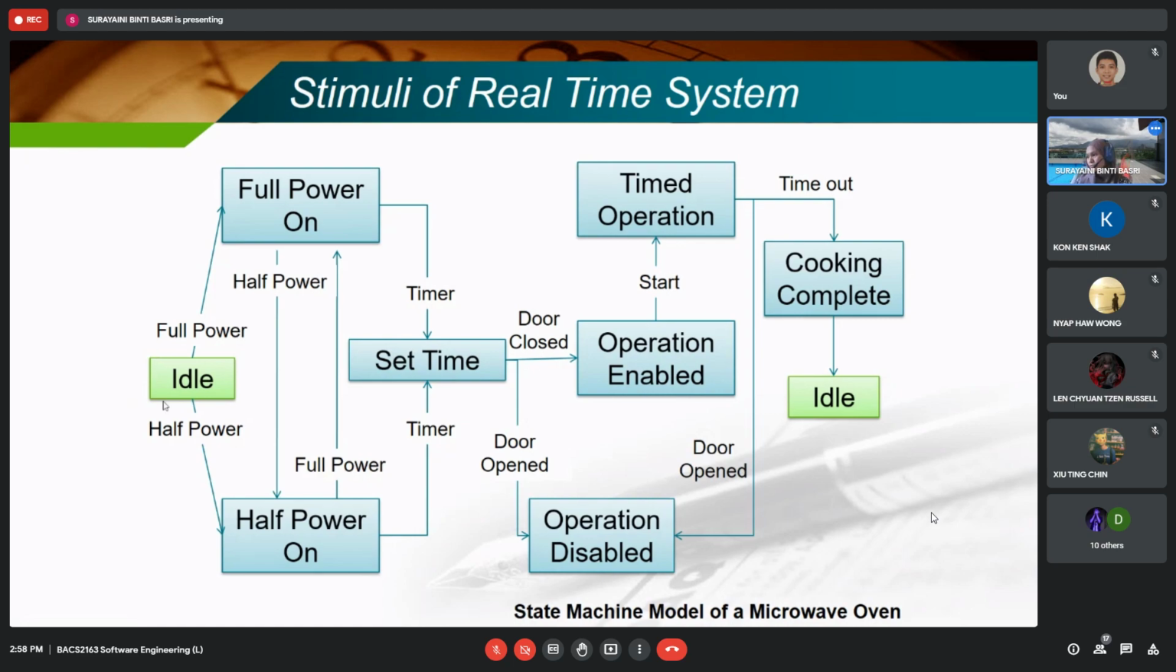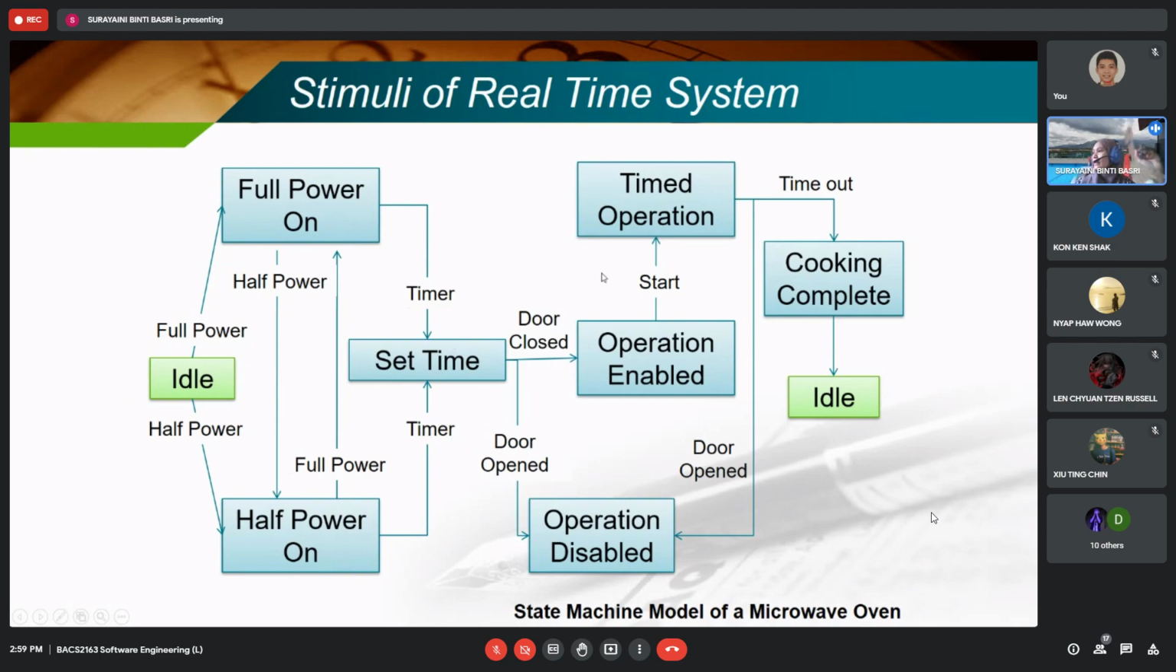Okay, so similar in here, when the door is open during the cooking time, it will also make the operation disabled. Okay, so the stimulus here first is power on, or full power on, or half power on, and then this is the response.